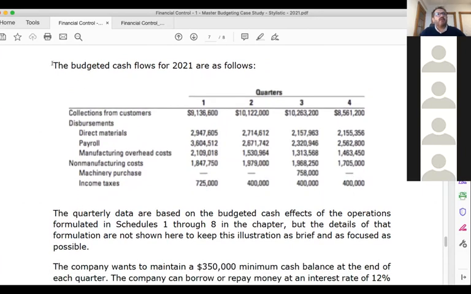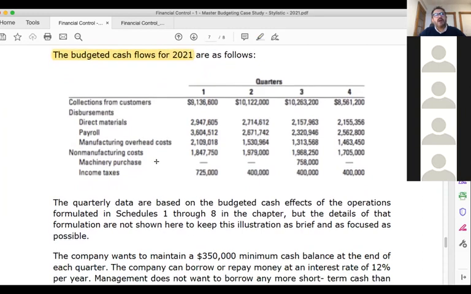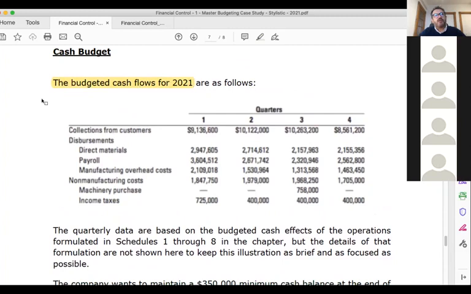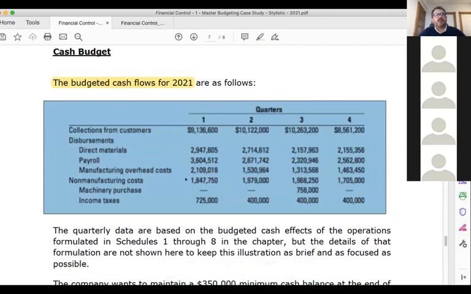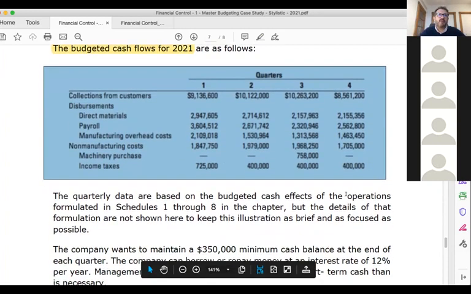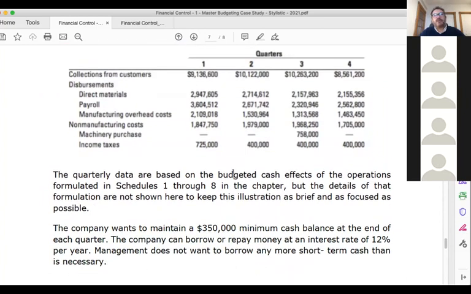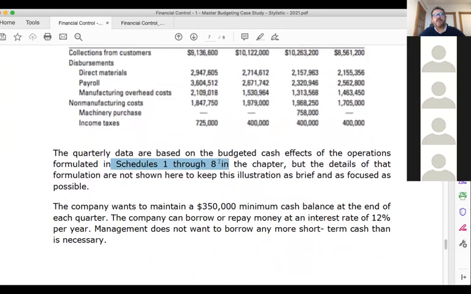Okay, budgeted cash flow for 2021 are as follows. Okay, so in this cash budget, actually, I provide you with some information. So this is what we should receive in terms of cash from the customers. And this is what we should disburse for the different costs. Direct material, payroll, overheads, non-manufacturing costs, some machinery purchase in quarter number 3, so it's presented by quarter 1, 2, 3, 4, because we get 4 quarters in a year and we are presenting budgets for 1 year. Income taxes, which are supposed to be paid. Okay, so we get quarterly data, which are based on budgeted cash effects of the operation from what we did.